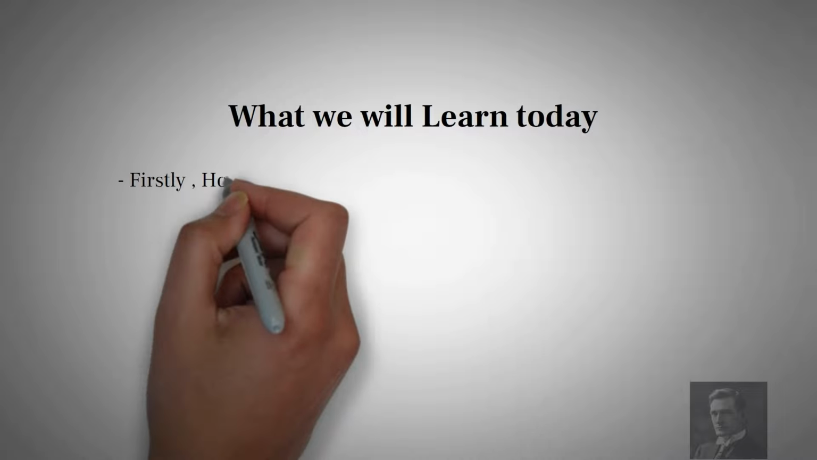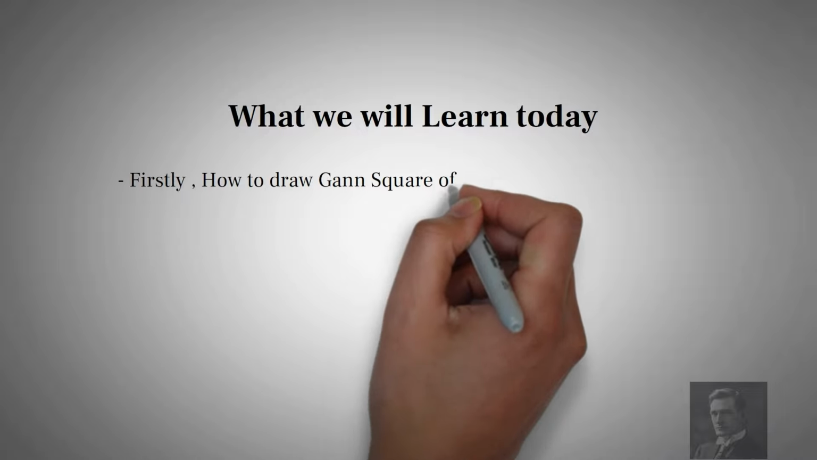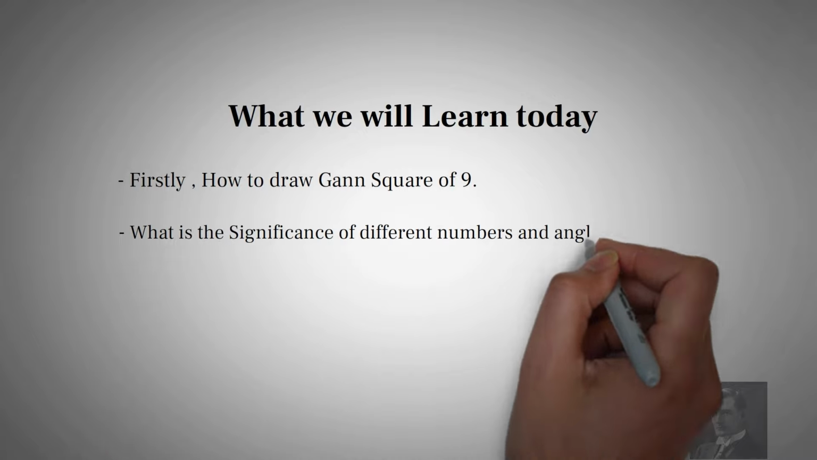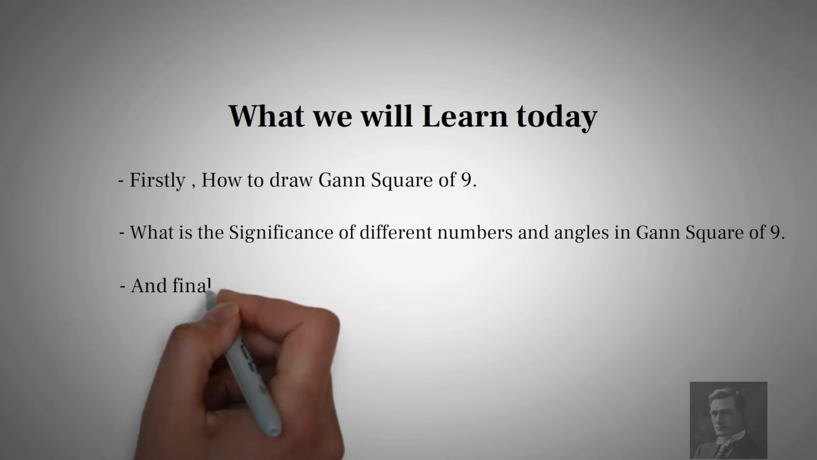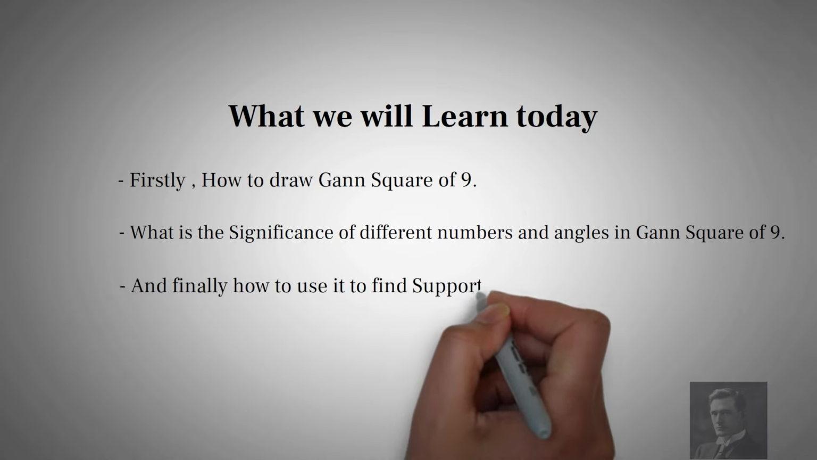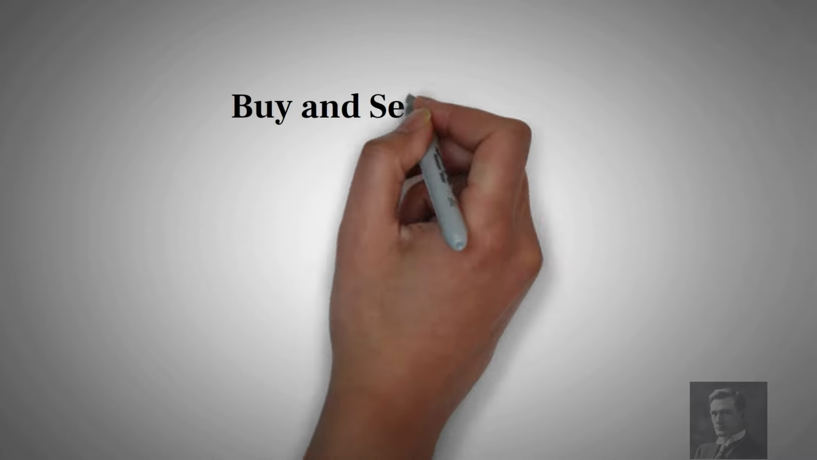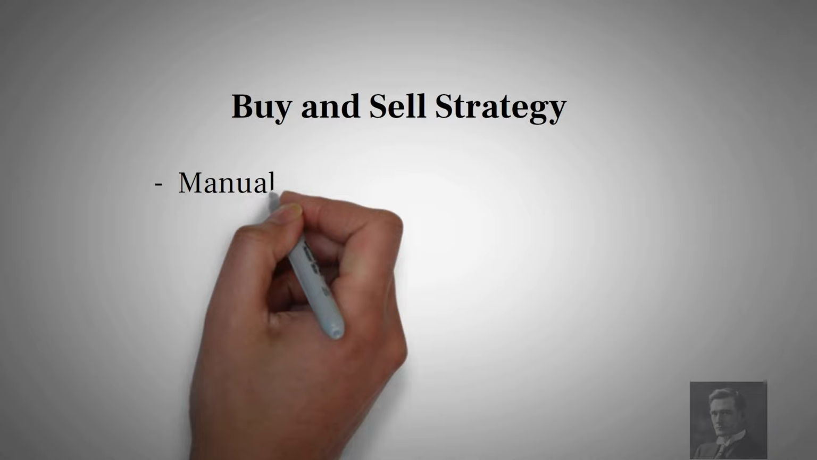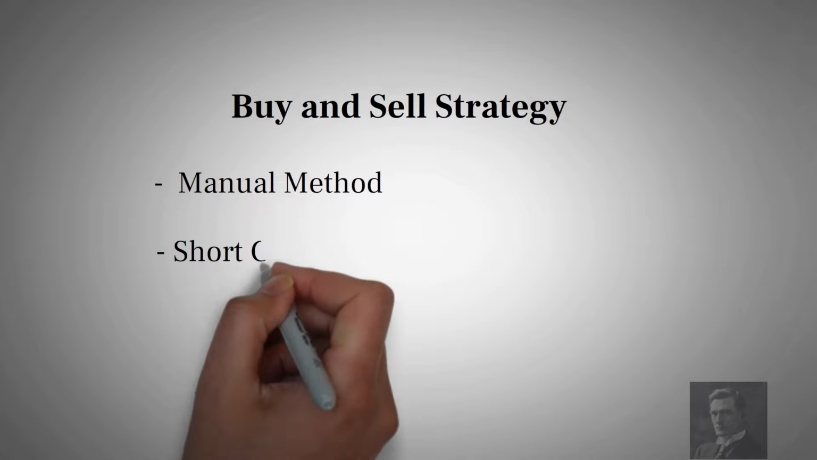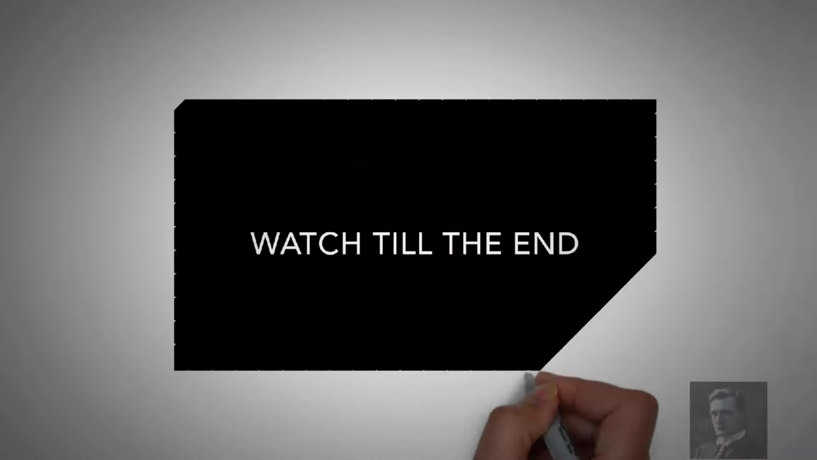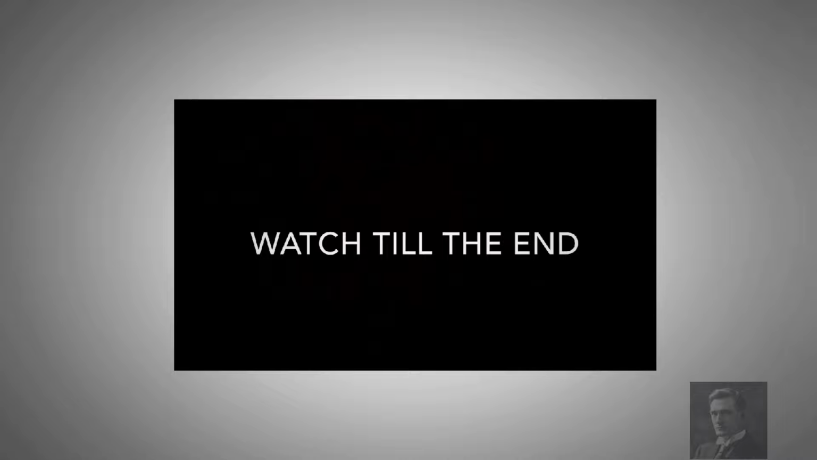First of all, we will know how to draw the Gann square of 9. What is the significance of different numbers and angles in the Gann square of 9? And finally, how to use it to find support and resistance and to find buy and sell points. For the buy and sell point strategy, we will first learn the manual method and second the shortcut method. I prefer the manual method more in my trading. Watch this video till the end, because if you miss any point, then it will not clear all your concepts. So without wasting much time, let's start.